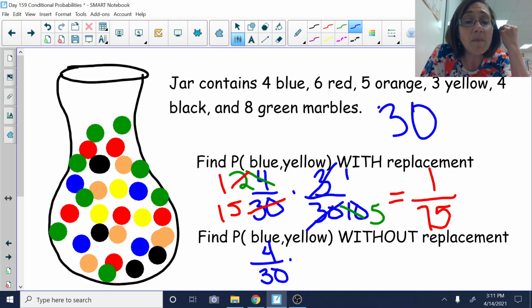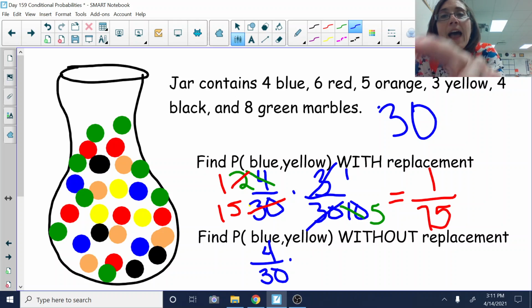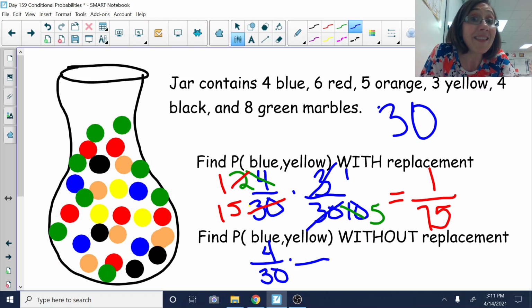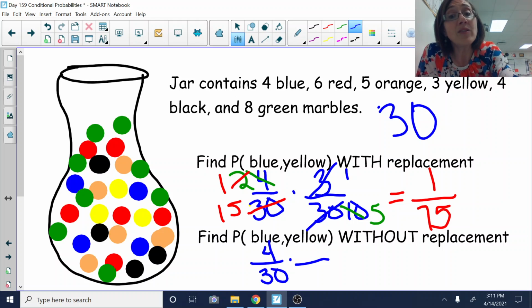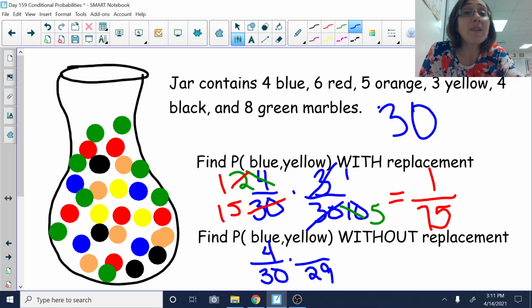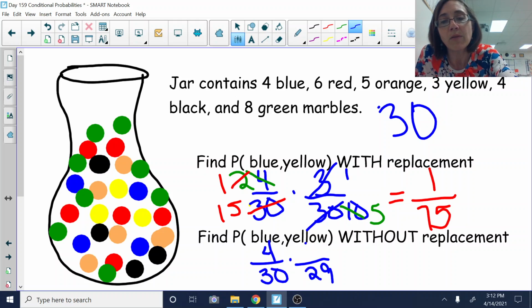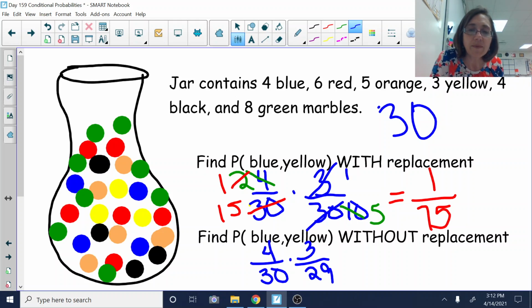But this time I draw a blue out and I keep it. How many marbles are left in the jar? They're not 30 anymore because the other one is mine. So now there's only 29 marbles left. Now on the second draw, what color are we hoping for? Yellow. Yeah, we're hoping for a yellow marble, and there are 3 of those. So we have a 3 up here.